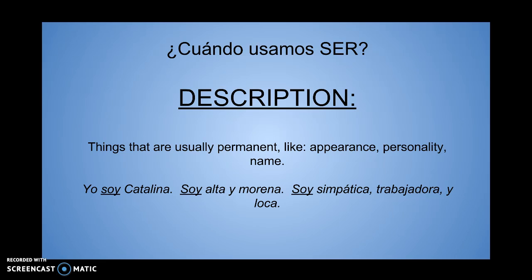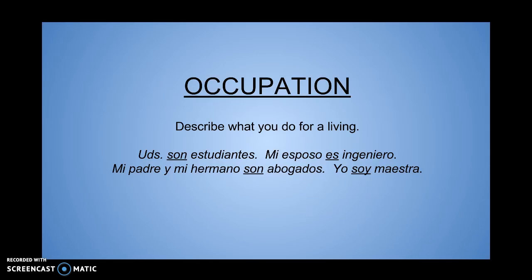So for example, here we have yo soy Catalina, soy alta y morena, soy simpática, trabajadora y loca. Describing one's name, one's physical appearance, and one's personality in order. The next one is occupation.